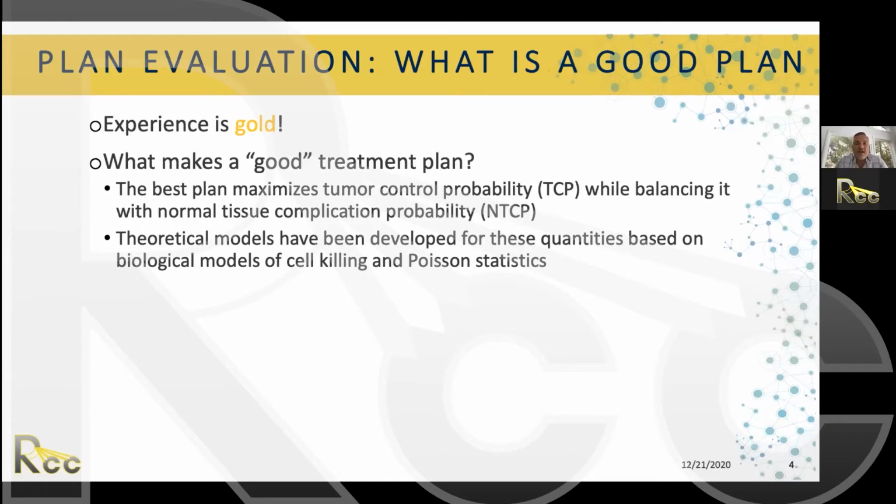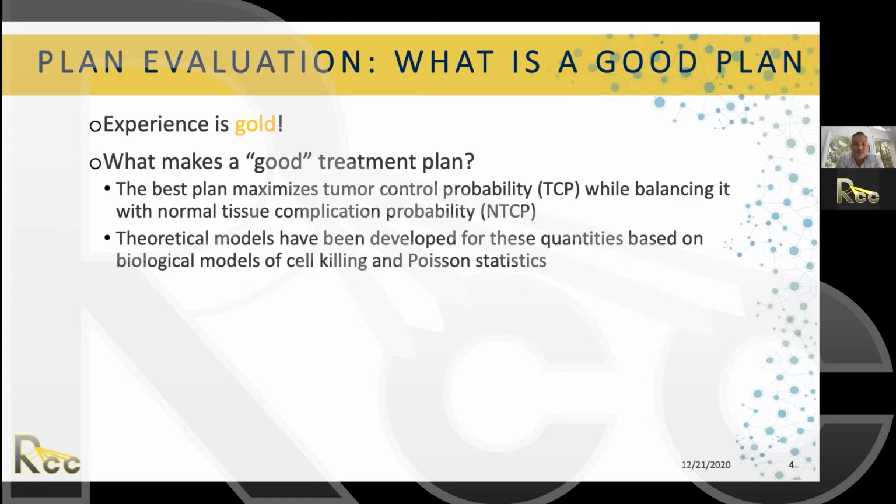I came across this question, and actually I found it in a book: what makes a good treatment plan? I thought it was good, but this is a very general, technical answer. In this book, they said the best plan maximizes the tumor control probability while balancing it with the normal tissue complication probability. So basically a good plan is one where you cover the tumor as much as you can, to maximize tumor control probability, while minimizing the dose to the ORs. That's basically the goal, and it's a good but very general definition.